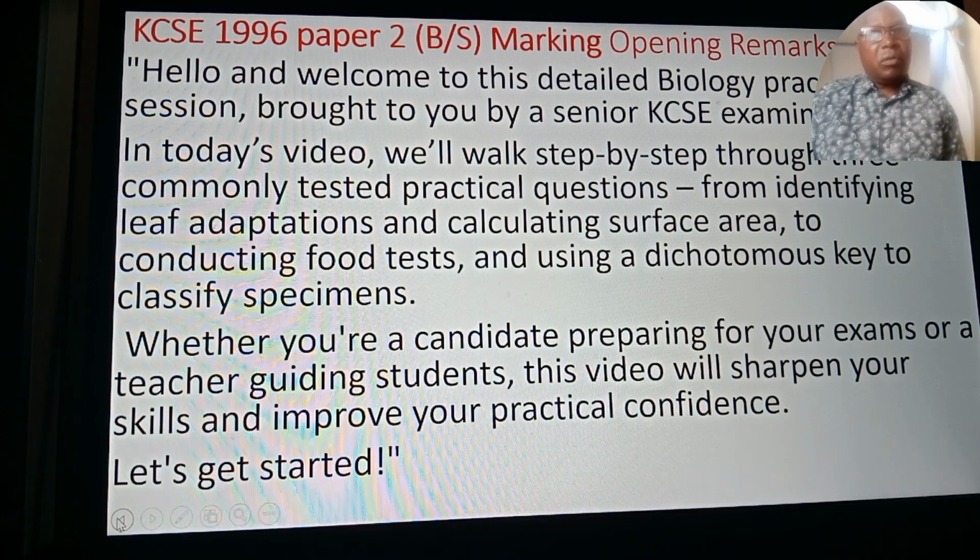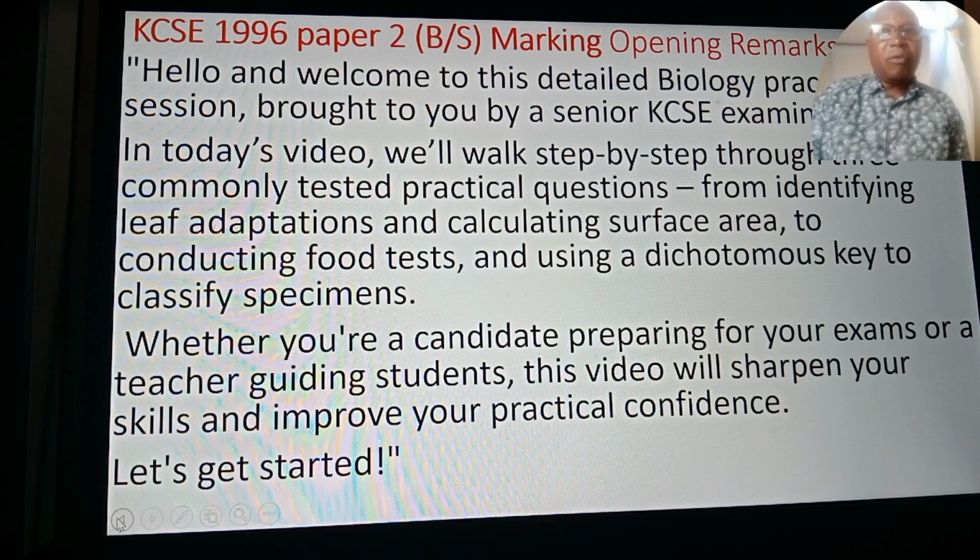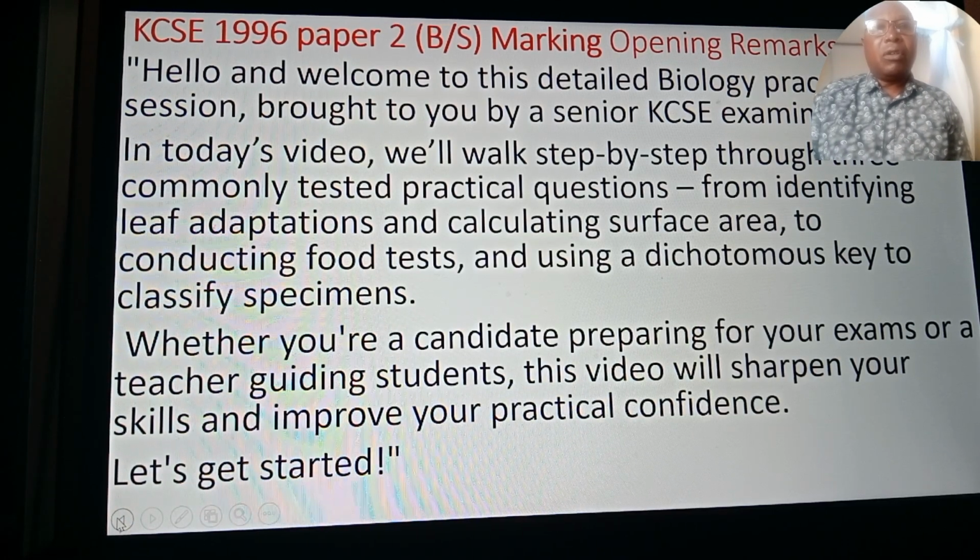In today's video, we'll walk step by step through 3 commonly tested practical questions, from identifying leaf adaptations and calculating surface area, to conducting food tests and using a dichotomous key to classify specimens. Whether you are a candidate preparing for your exams or a teacher guiding students, the video will sharpen your skills and improve your practical confidence. Let's get started.